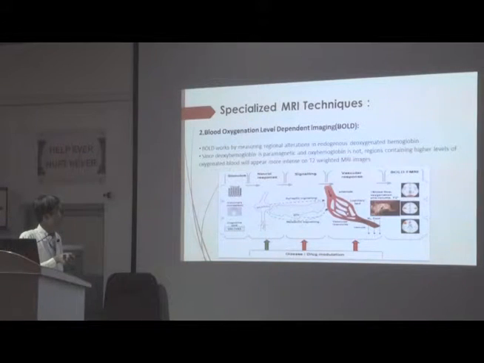More contrast you can get by using blood oxygen level dependent imaging. So these are the images taken by BOLD functional MRI. You can see these are the sites for visualization and volume movement.